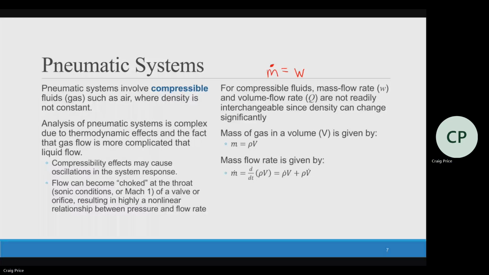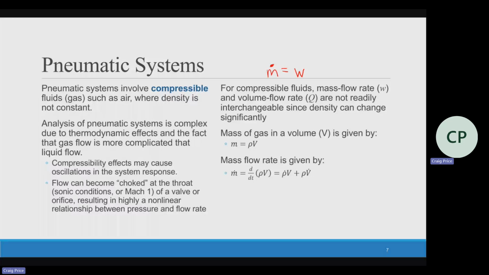So I'm just going to go over this because it is helpful, especially if you're designing anything with pneumatics, knowing how this works. A lot of the equations look similar to hydraulic. But we are definitely working with compressible systems. So it's pretty complex. There's a lot more nonlinearities. We're going to talk about some of those in the next couple of slides.